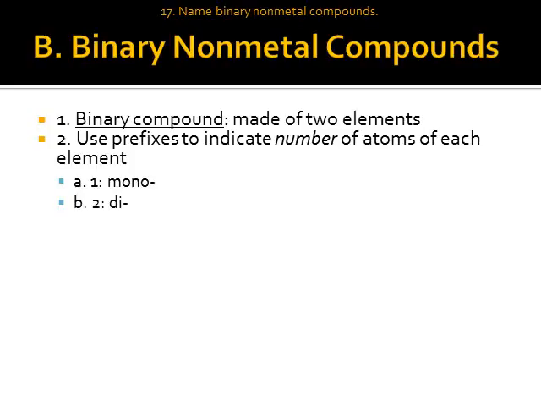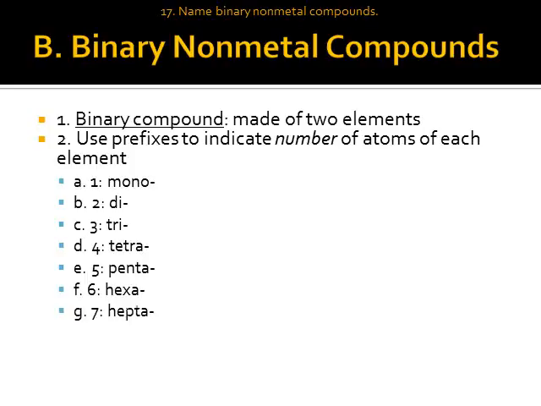The prefix for 2 is di. The prefix for 3 is tri. The prefix for 4 is tetra. For 5, it is penta. For 6 is hexa. 7 is hepta. 8 is octa. 9 is nona or nona. I've heard it pronounced both ways. And then 10 is deca. So I would just pause the video and take a moment and try to work on remembering these prefixes here.